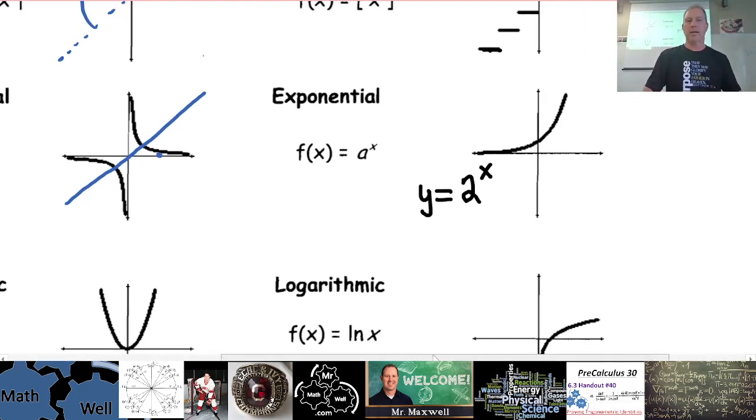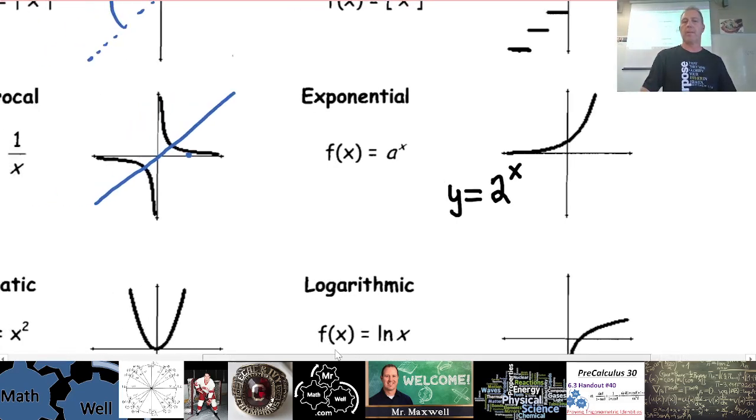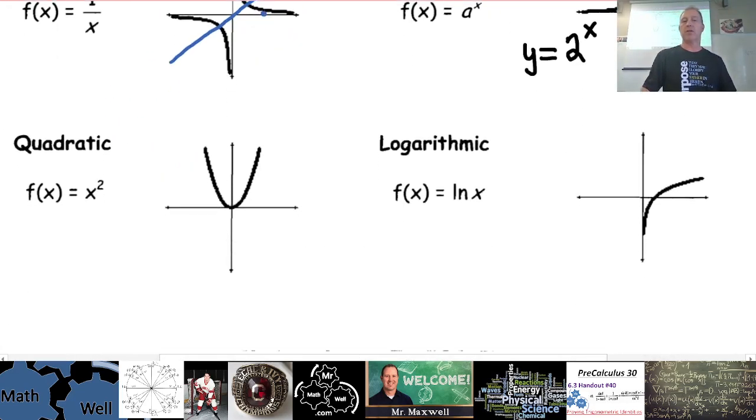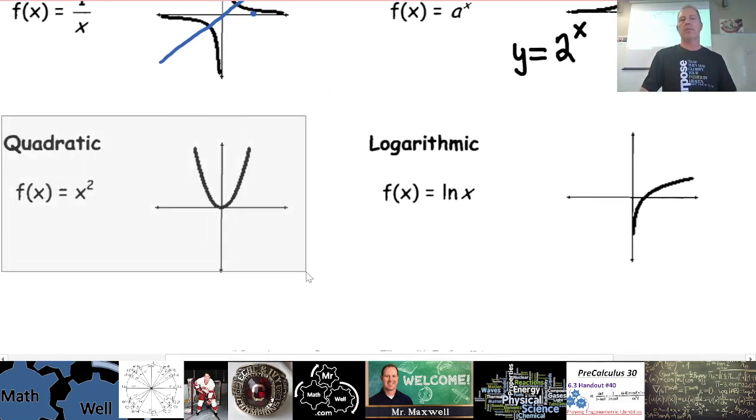Exponential function like y equals 2 to the power of x. We talked about that one. That's an exponential function. A quadratic function, you guys know all about quadratic functions. That's probably the one you know the best, besides a straight line maybe. But a quadratic function has a squared as the largest exponent on the variable, and it's a parabola shape.